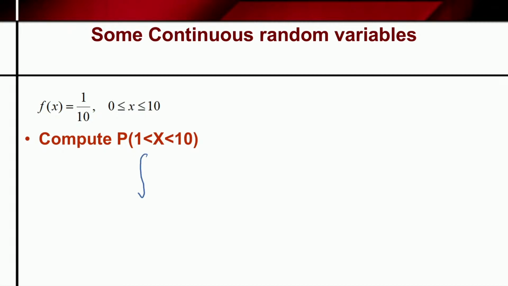You can do it 2 ways. So let's do it the hard way first. The hard way is to use calculus. From 1 to 10 of 1/10 dx. You know what this is going to be. From 1 to 10, which is going to equal 10/10 minus 1/10, which is 9/10. That's the hard way. Easy way is this. So that's hard. Here's easy.